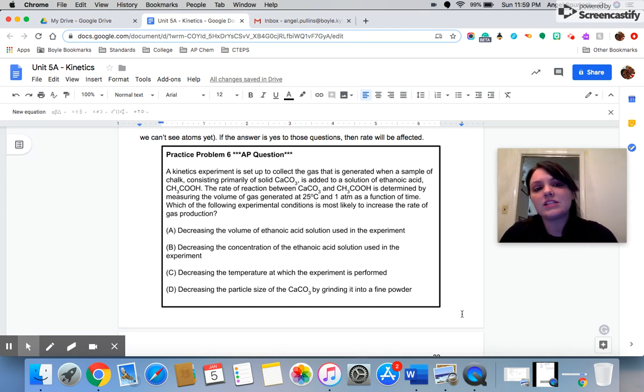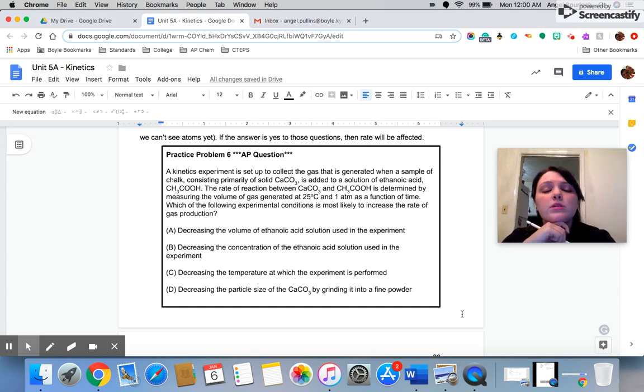What this question is asking us, though, is what can we do to this experiment between the solid and the liquid to make it happen faster, to increase the volume of my gas faster? Well, let's take a look. A says we can decrease the volume of ethanoic acid solution used in the experiment. Well, here's the problem. Unless you're somehow magically keeping your number of moles the same when you do that, which it does not say here. It just says we're decreasing the volume.